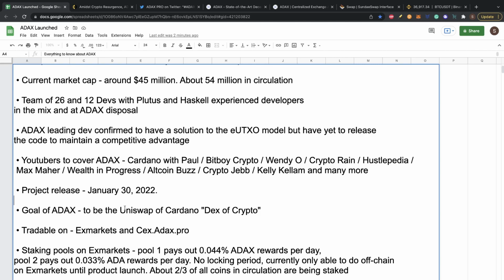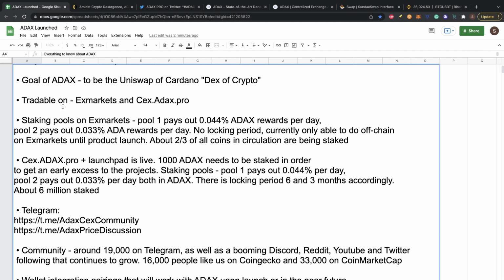The goal of ADAX is to be the Uniswap of Cardano. Right now it's tradable on X market, the CEX of ADAX, in terms of centralized exchanges, and you can find them on another decentralized exchange on the Cardano network. There are staking pools on X market, one pool that pays ADAX and another pool that pays ADA, with no locking period, so you can take it out anywhere, anytime that you want. Also, you can stake in the centralized exchange of ADAX. There are 2 Telegram groups. The community is around 19,000 on Telegram, as well as Discord, Reddit, YouTube, and Twitter.